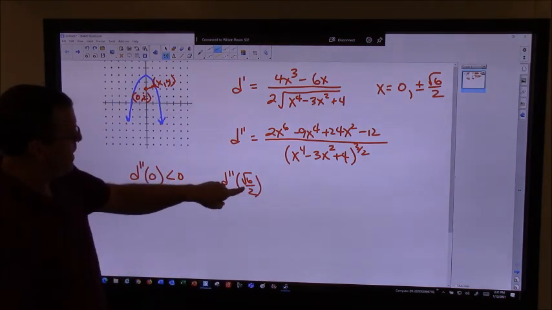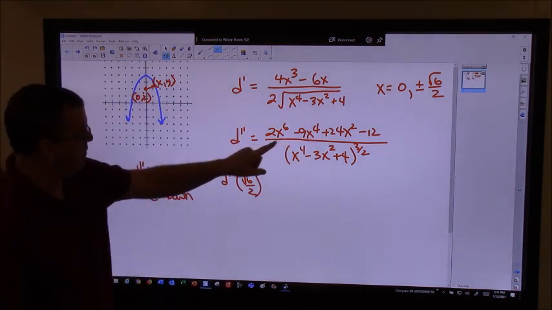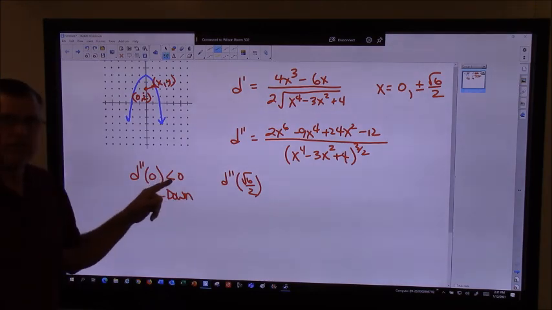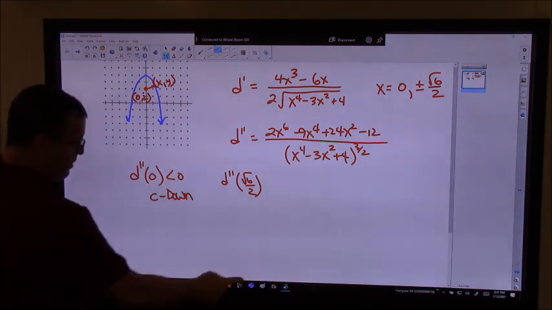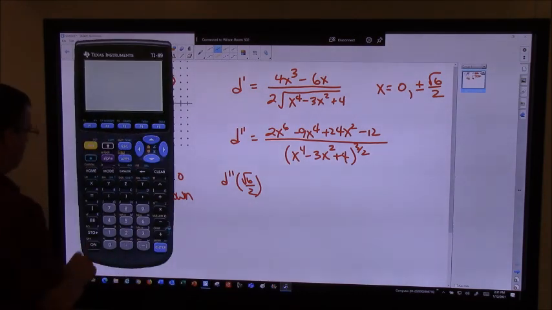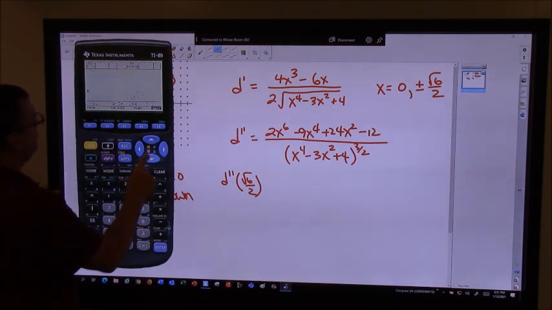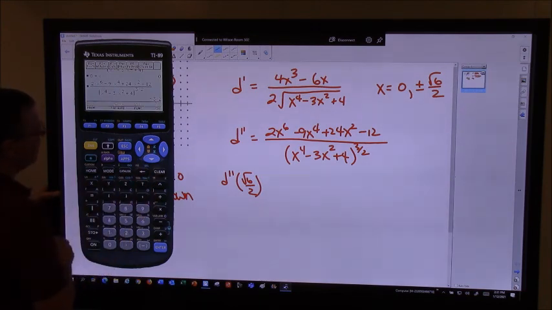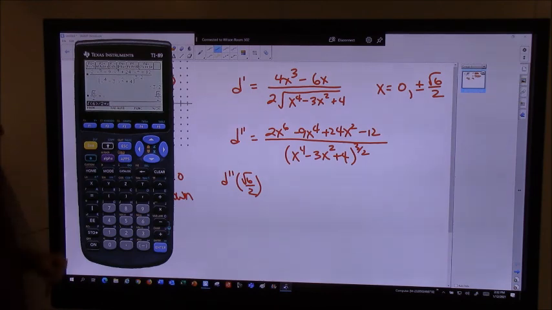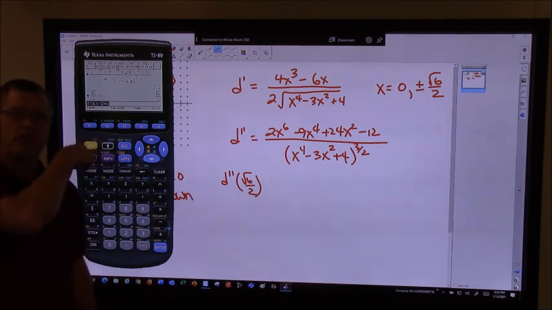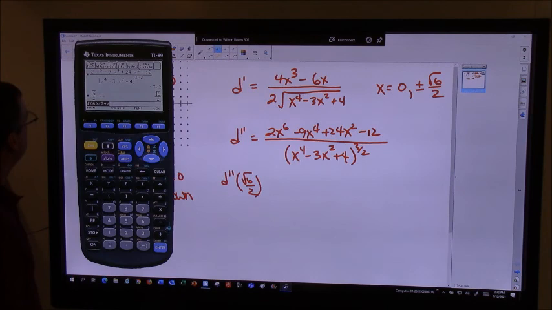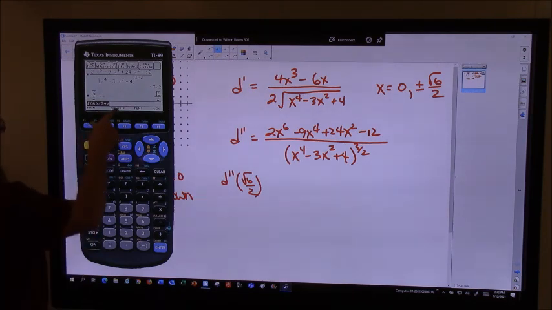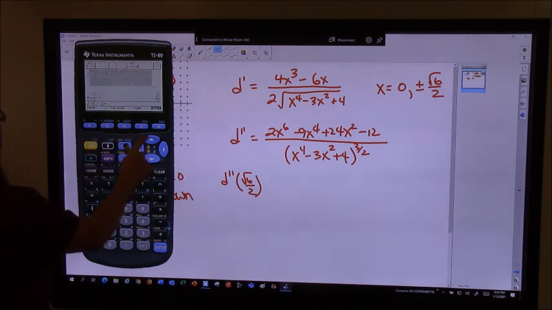So I want to plug that back into my second derivative to see if I get a positive or negative, and am I concave up or concave down. So I'm going to go back to my graphing calculator. Clear this off. Let's take the square root of 6 divided by 2, and let's store that in x. Remember, I'm storing values in x, so I need to go back and clear those out when I'm done with this. All right? And so now I need to get my second derivative and evaluate it.